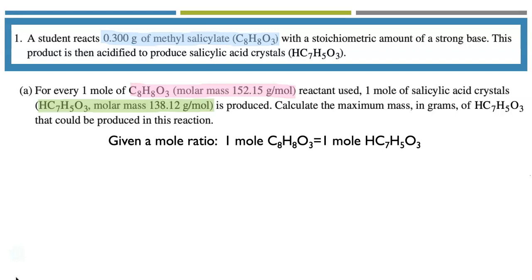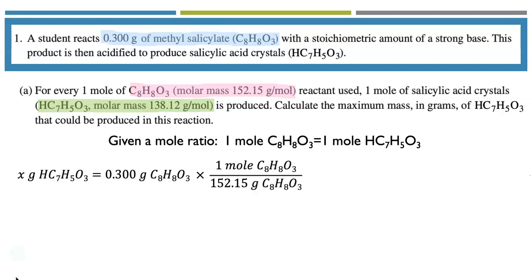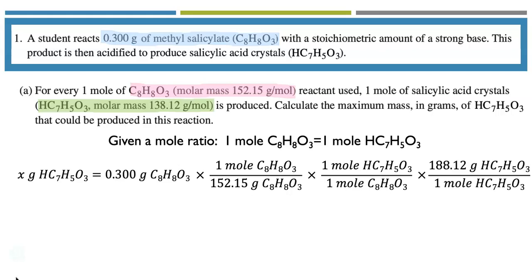So let's jump right into that. How many grams of salicylic acid will I form when 0.3 grams of methyl salicylate react completely? So I'm going to take my grams of methyl salicylate, turn it into moles. I'm going to use my mole-to-mole ratio to find moles of salicylic acid, and then I'm going to use the molar mass of salicylic acid to find the final answer. So I set that up. All the units cancel out the way I want, and I'm left with a mass of salicylic acid, which comes out to be 0.272 grams of salicylic acid.